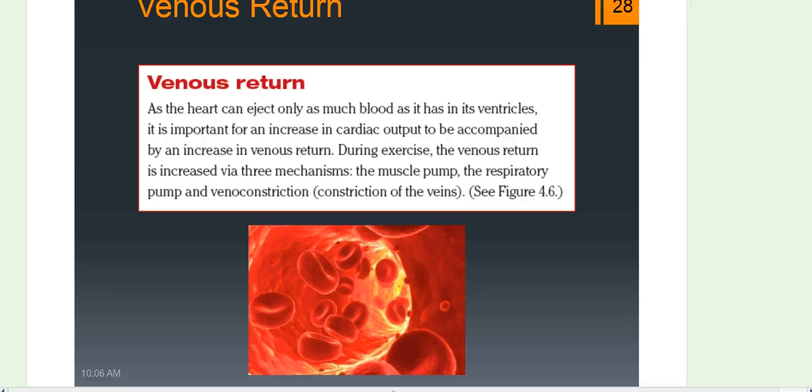Now looking at venous return. As the heart can eject only as much blood as it has in its ventricles, it's important for an increase in cardiac output to be accompanied by an increase in venous return. That means we've got blood going out of the heart more quickly, so to enable that to occur, we have to have blood come back to the heart more quickly than it otherwise would have as well. So there's a few ways in which the body works to do this.